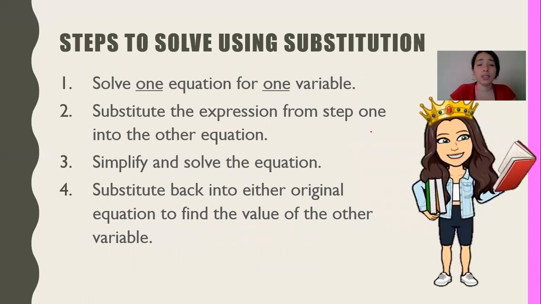So I'm just going to go over the steps and then we're going to actually practice the steps. The first step is to solve one equation for one variable. Second, we substitute the expression from step 1 into the other equation. We simplify and solve the equation, and then we substitute back into either original equation to find the value of the other variable. So I know this is a lot of information. What we're going to do is go ahead and actually practice it.